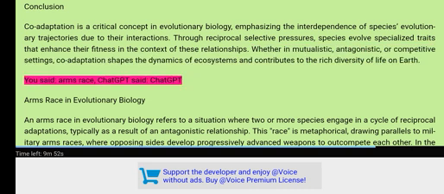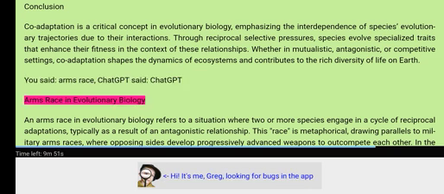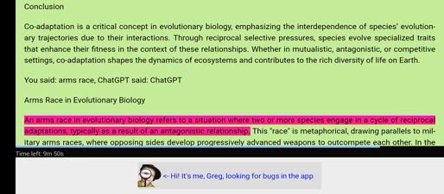You said: arms race. ChatGPT said: Arms race in evolutionary biology. An arms race in evolutionary biology refers to a situation where two or more species engage in a cycle of reciprocal adaptations, typically as a result of an antagonistic relationship.